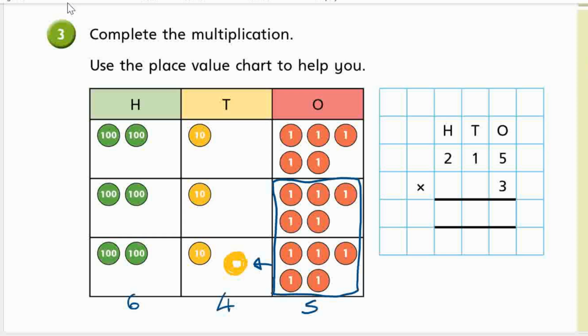What's 3 times 5? 15. Carry the 1. What's 3 times 1? 3 plus 1 is 4. Good. 3 times 2? 6. Thank you. So our answer is 645, and we got it correct.